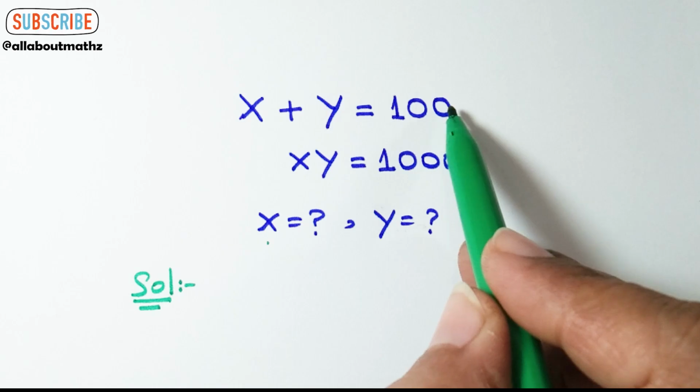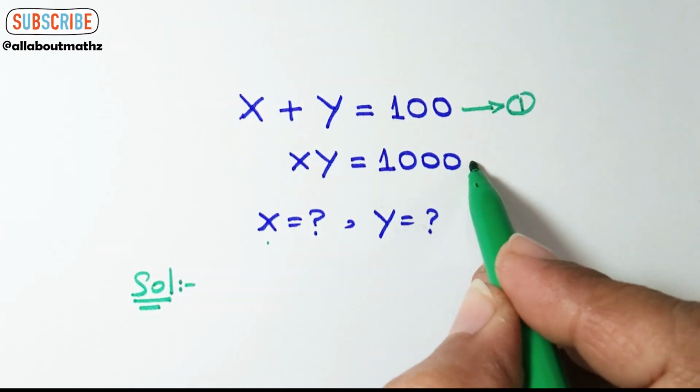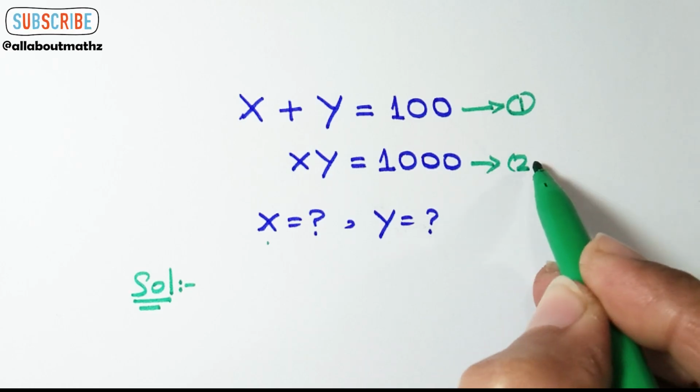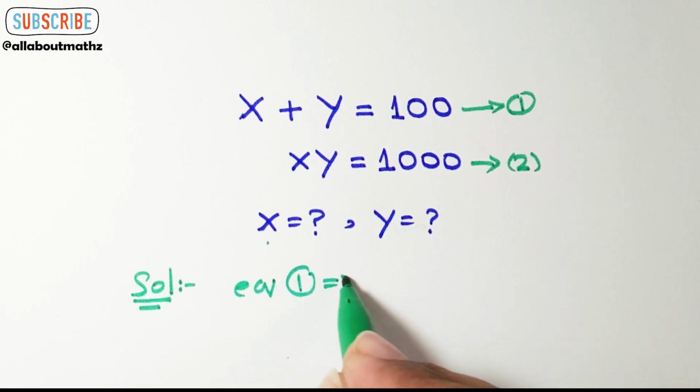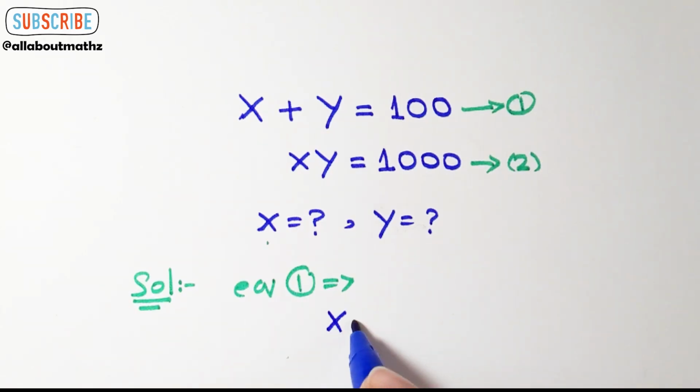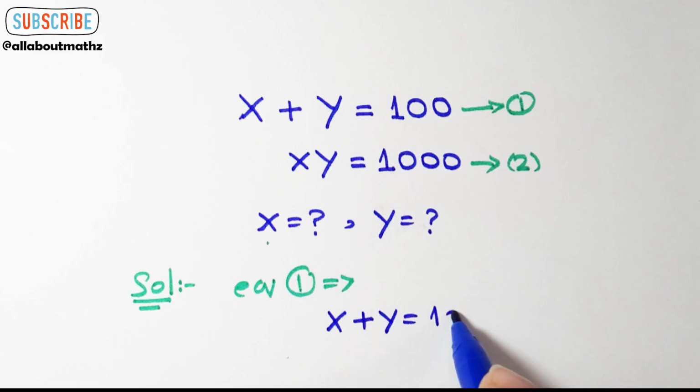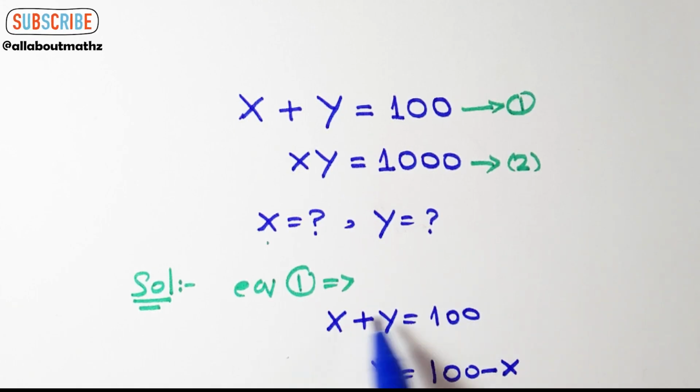For this we will name this equation 1, and we will name the second equation as equation 2. So by equation 1, x plus y is equal to 100, and now here we have to find the value of y. So y will remain here, so y is equal to 100 minus x. This x will go to the other side, so we will name it as equation 3.